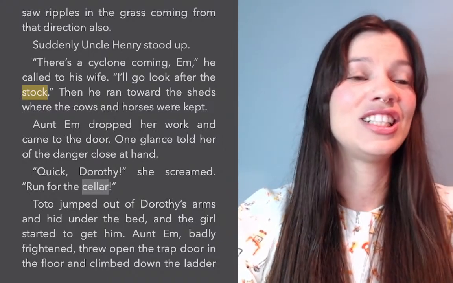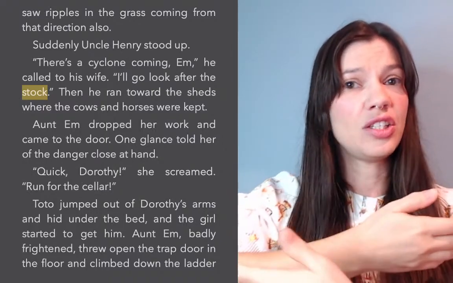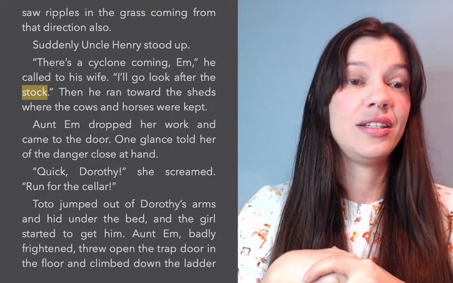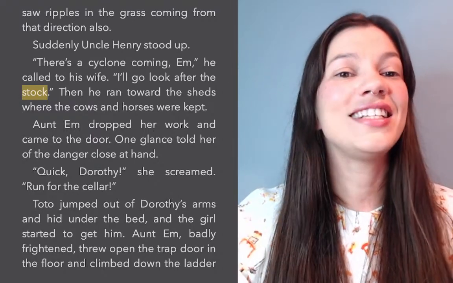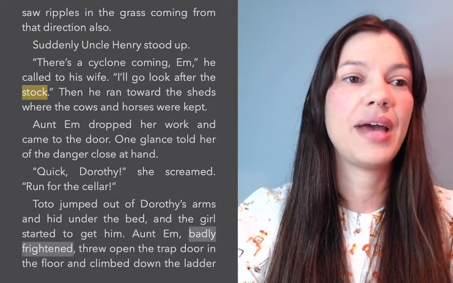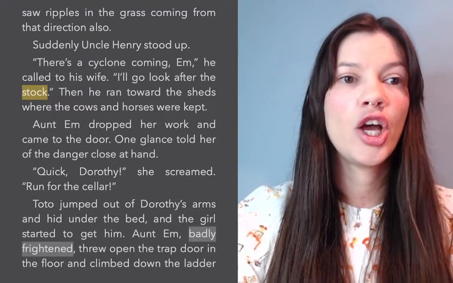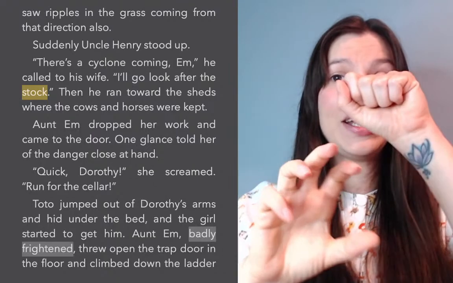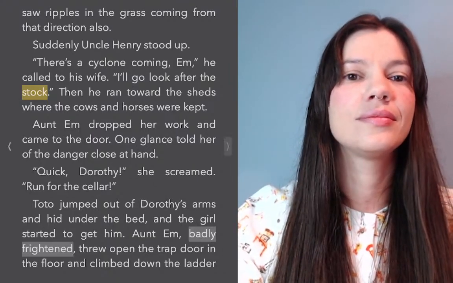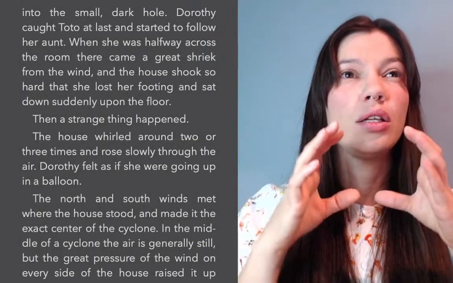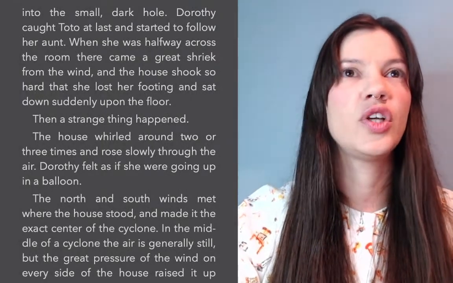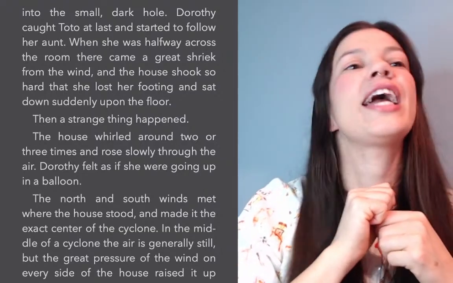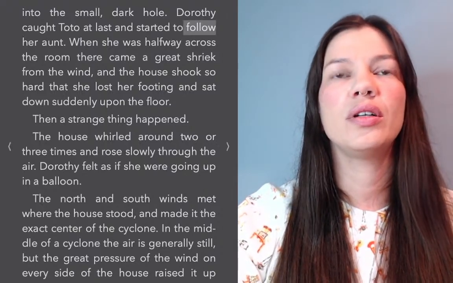"Run for the cellar." Toto jumped out of Dorothy's arms and hid under the bed, and the girl started to get him. Aunt Em, badly frightened, very scared, threw open the trap door in the floor and climbed down the ladder into the small, dark hole. Dorothy caught Toto at last and started to follow her aunt. So follow, go after her aunt.